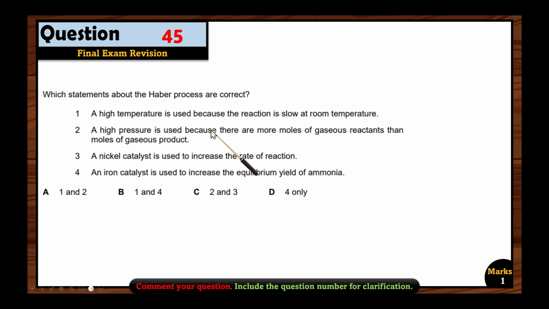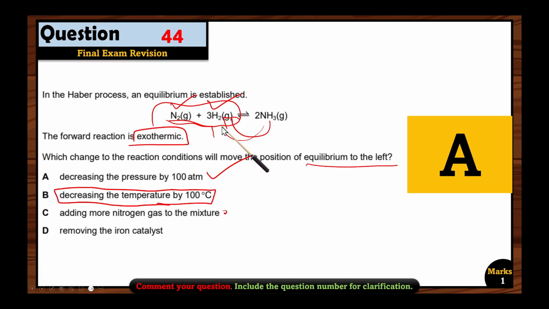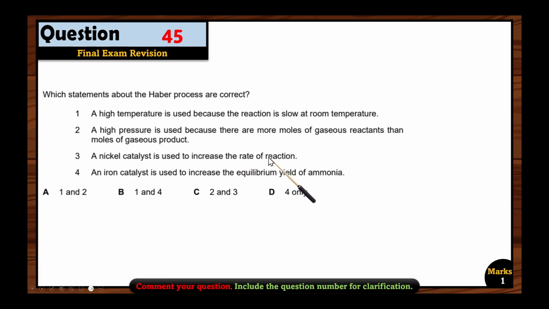A high pressure is used because there are more moles of gaseous reactants than moles of gaseous product. Yes, that's right. If you see here, we have more reactants compared to the product. So option 2 is also the right option. A nickel catalyst is used to increase the rate of reaction. Wrong. It's actually the iron catalyst. Fourth, an iron catalyst is used to increase the equilibrium yield of ammonia. Wrong. A catalyst only increases the rate of the reaction, but it has nothing to do with the yield. So only options 1 and 2 are right.